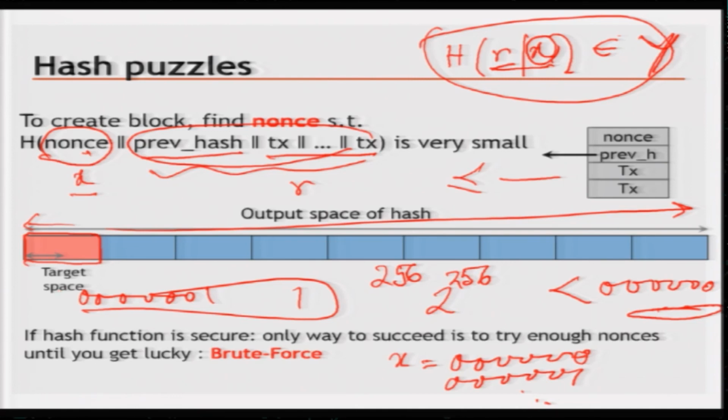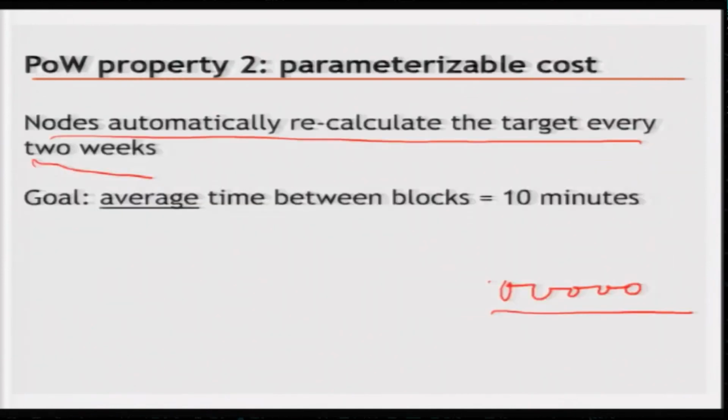So, it will be solved faster. So, we will decrease this space a little bit, and this will be the new space. So, you make it harder and harder to reach this part of the hash output space through your computation. Now, the way it is done is that we want the average time to actually mine a block to be roughly 10 minutes.